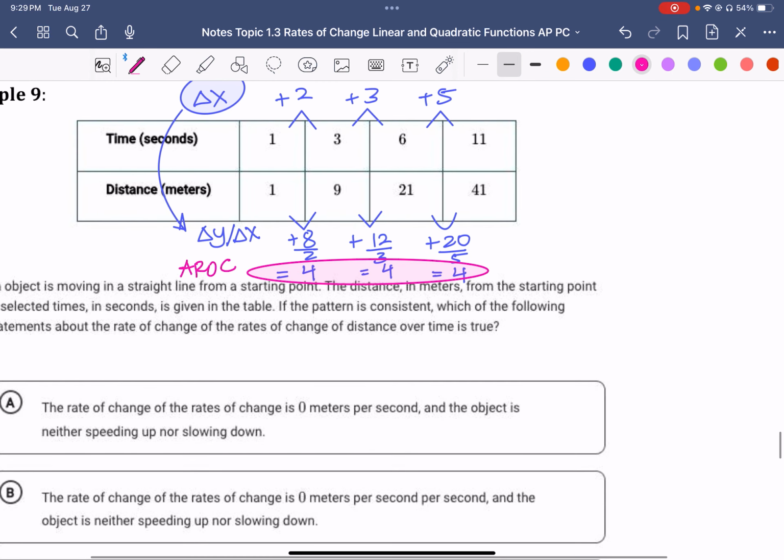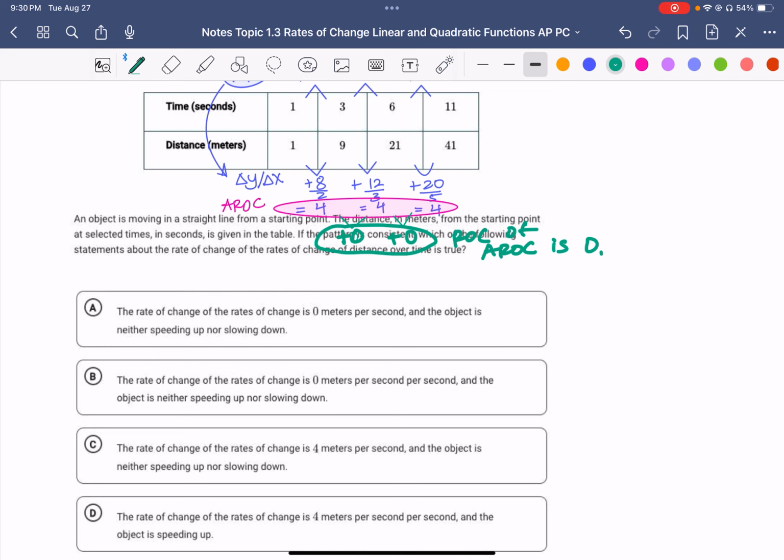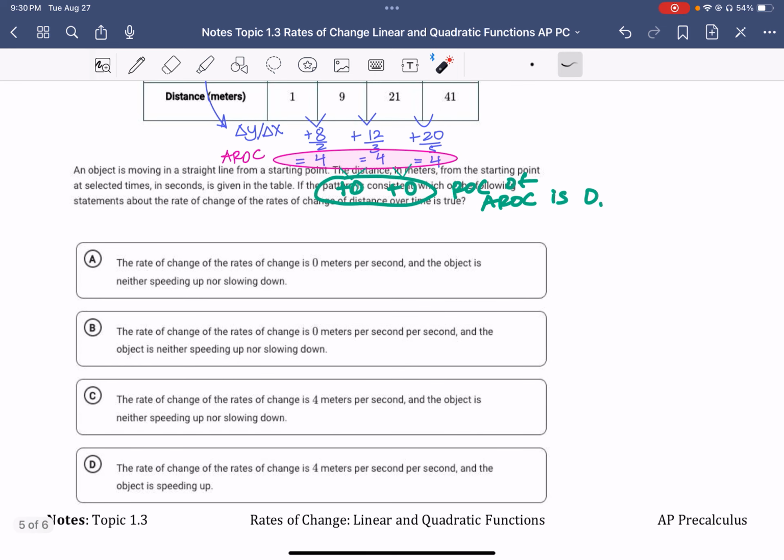If I do this process again, from 4 to 4, I'm going to be adding 0, plus 0, plus 0. These here are my rate of change of the average rate of change, which is, of course, 0. Okay, so let's see. Answer choice A says the rate of change of the rate of change is 0. We got that. Okay, so let's keep that as a contender. The rate of change of the rates of change is 0. We got that.